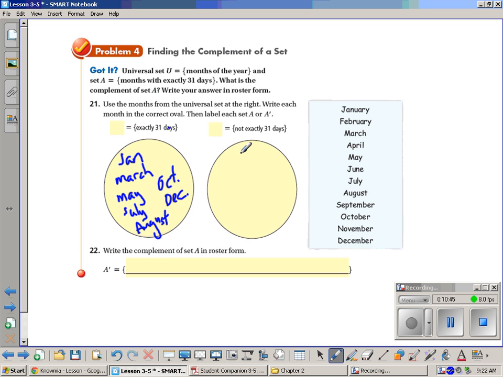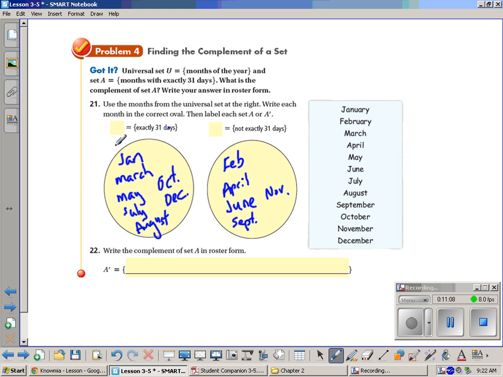So that would mean all of the other months, February, April, June, September, and November all have 30 days, or excuse me, 28 in February, but the other ones have 30.